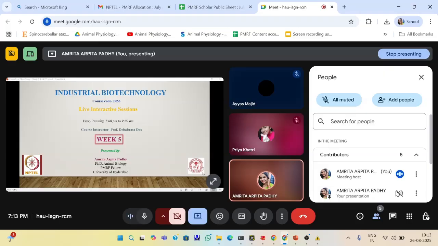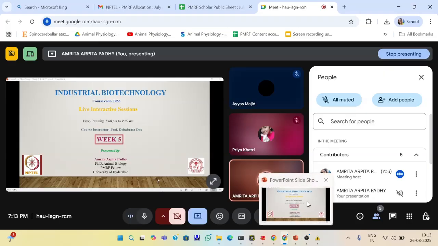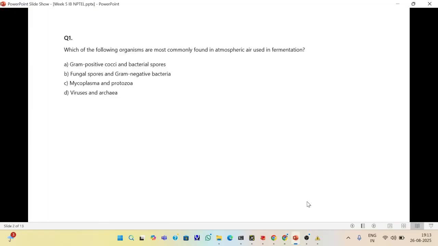Let's start with the first question of today. Which of the following organisms are most commonly found in atmospheric air used in fermentation? A, Gram-positive cocci and bacterial spores; B, fungal spores and gram-negative bacteria; C, mycoplasma and protozoa; D, viruses and archaea. Start answering.